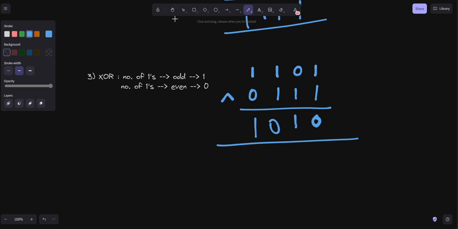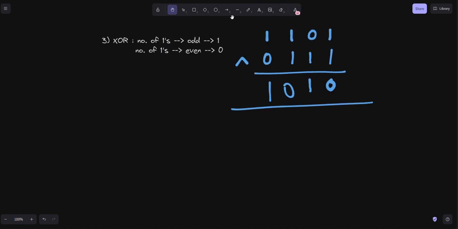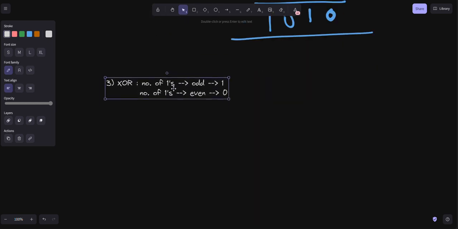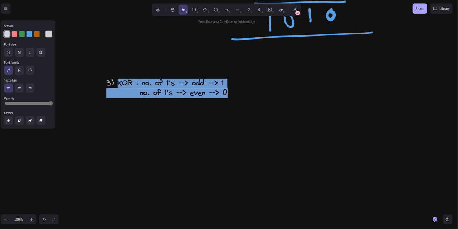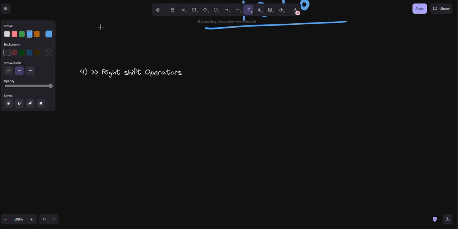Now coming to one of the most important operations in bit manipulation. First we'll be discussing the shift operators. First I will be developing the right shift operator. It is called the right shift operator, and you will be using these operators a lot, right shift, left shift, in most of the questions. So let's first understand what exactly the right shift operator is.